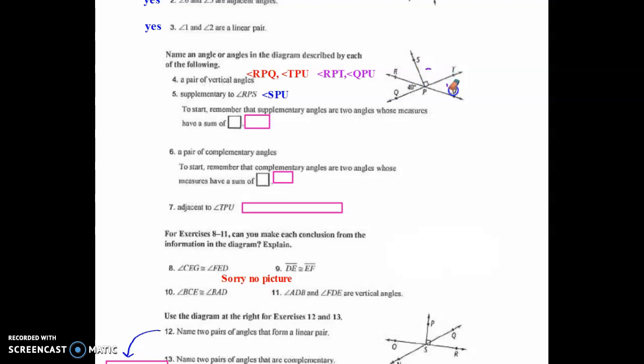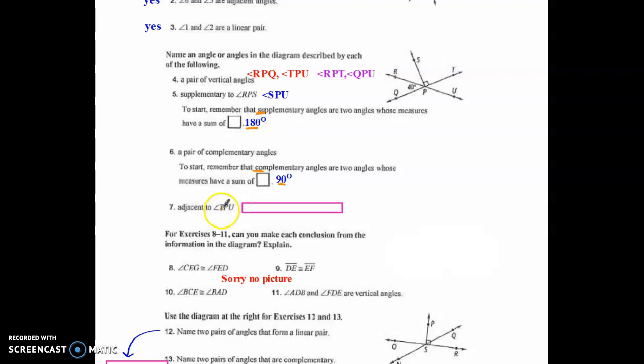Now we just have some, to start, remember that supplementary angles add up to, have a sum of 180, and a pair of complementary angles, remember, complementary angles have a sum of 90. C comes before S, right there, and 90 comes before 180. Nice way to remember that.